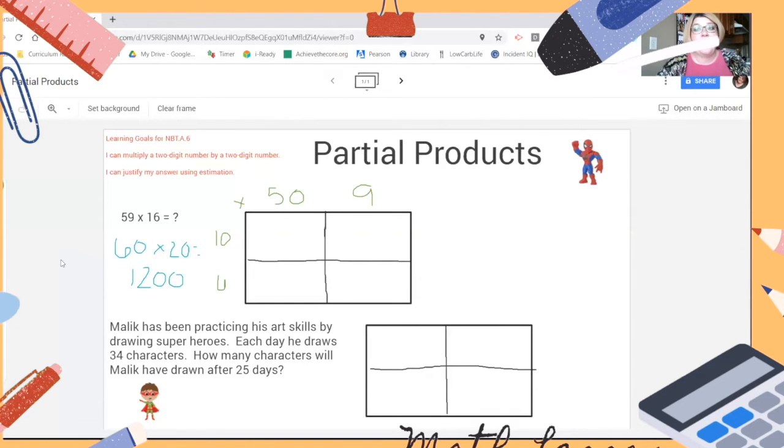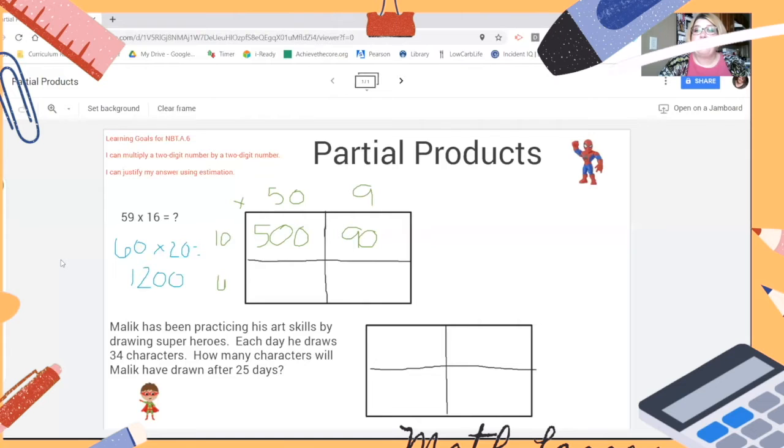So we're going to multiply 50 times 10. I know that 50 times 10 is 500 because I have 5 times 1 and then my 2 zeros. So I have 500. Then I'm going to do 9 times 10. 9 times 1 is 9, and I add my 0, so I have 90.